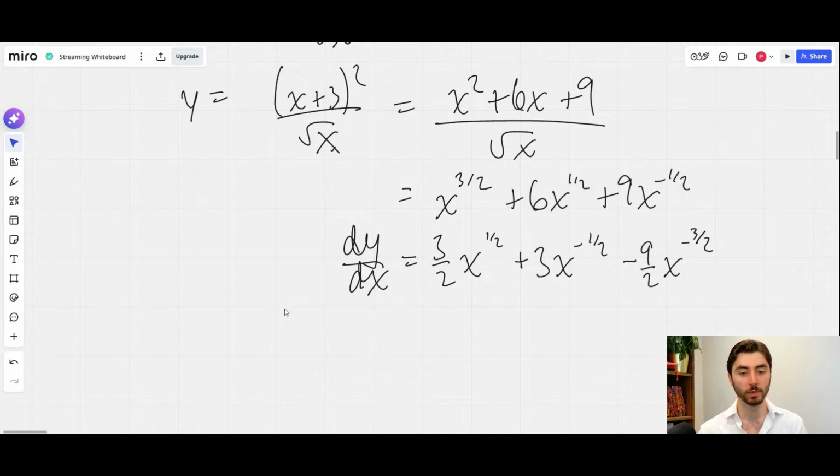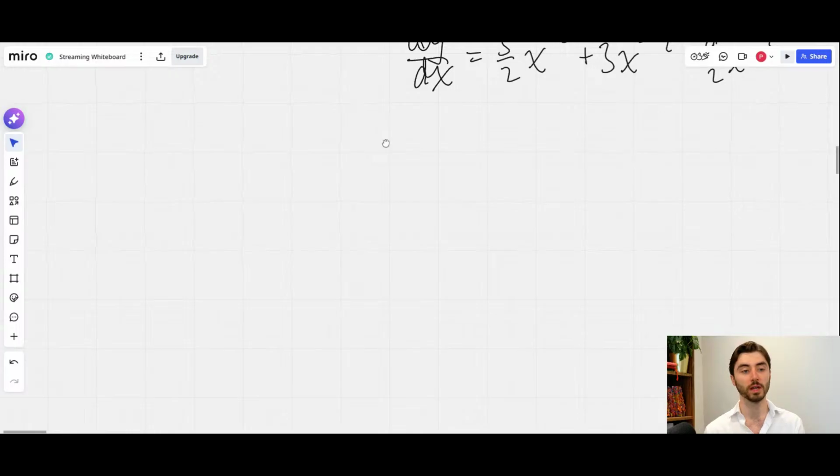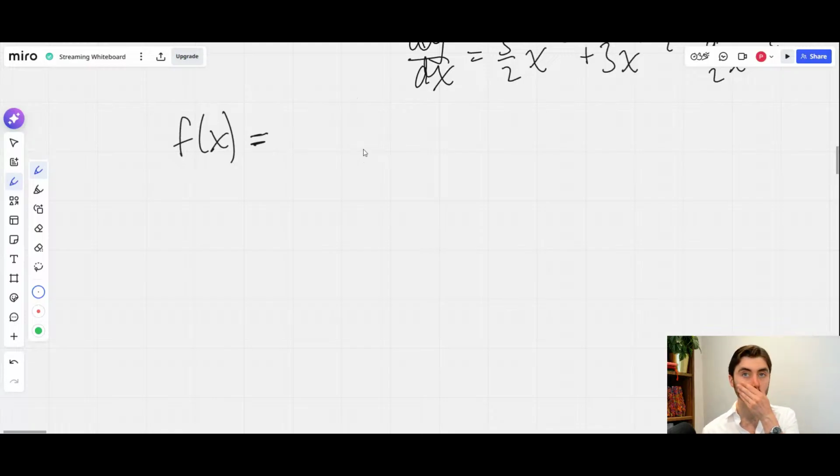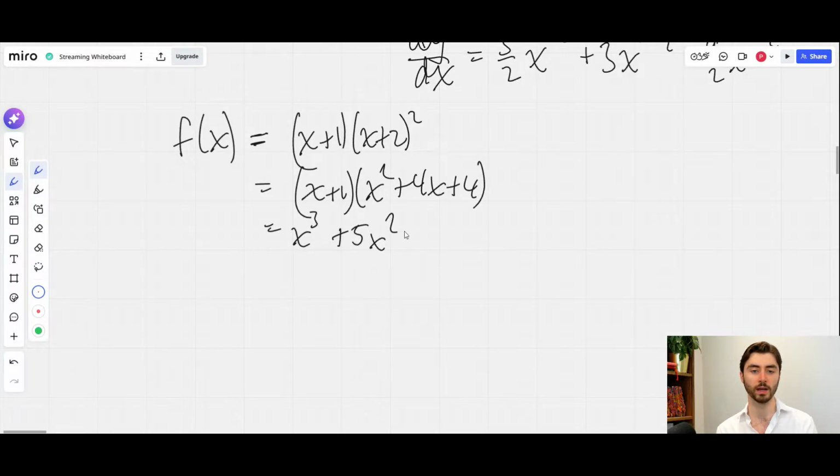One last thing to note before we go more into depth about what this means is differing notation. So it would work just as well if we had said f of x is equal to, I don't know, x plus 1 into x plus 2 squared. So in this case, we would expand out the brackets. x squared plus 4x plus 4, x cubed plus 5x squared plus 8x plus 4.